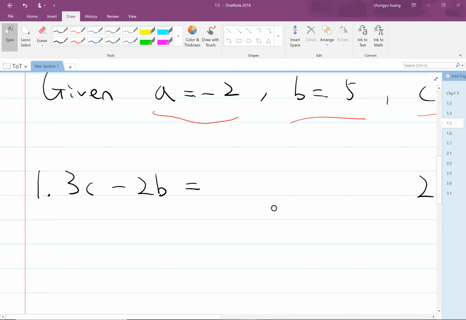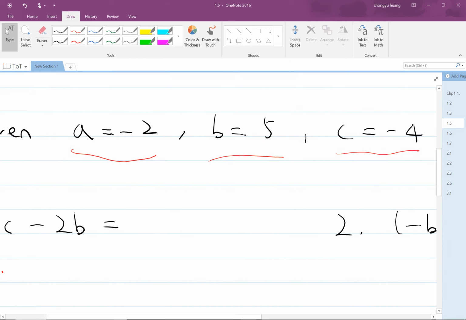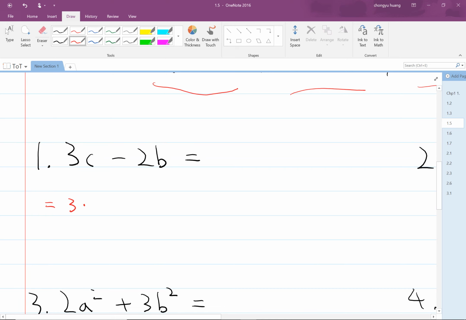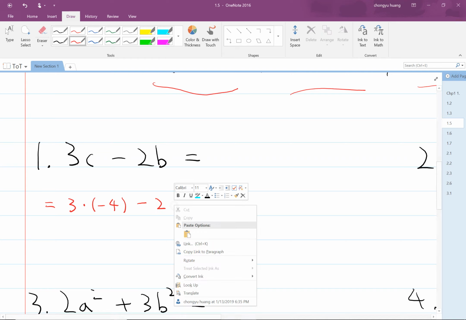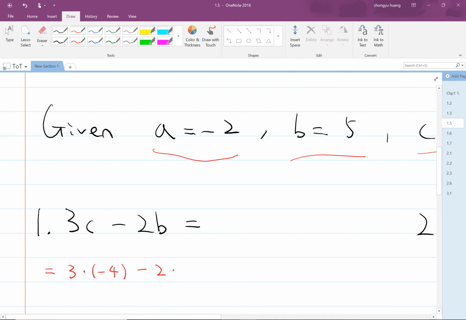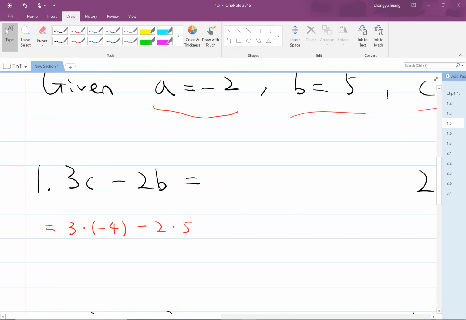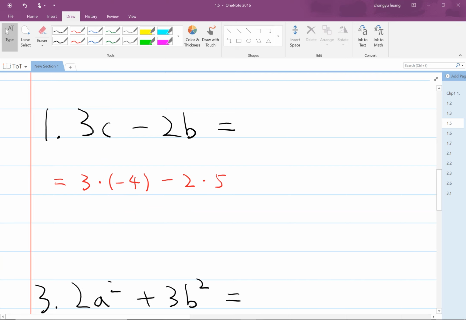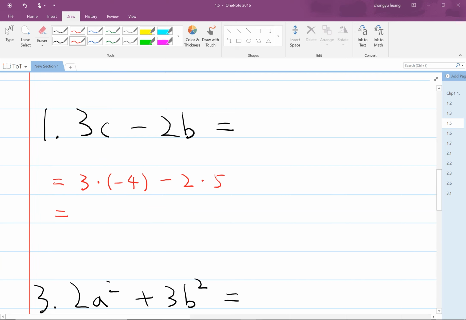Over here we have two variables, b and c. So we write down 3, and then c is actually -4, so you plug in -4, and then minus 2, and then b over here is equal to 5, so you write down 5. That's it. After that, you have to do the multiplication and subtraction.